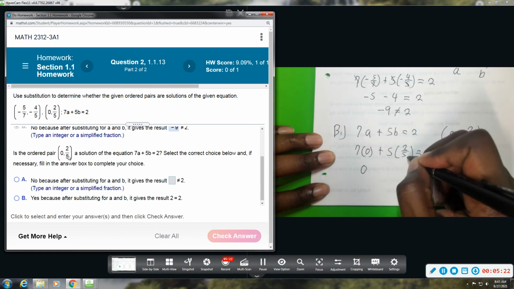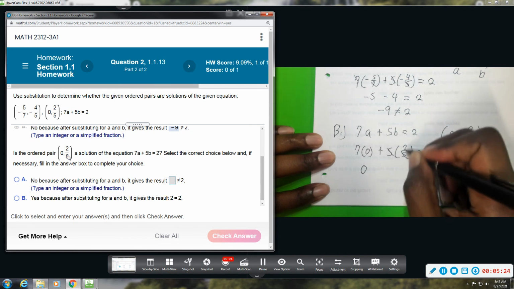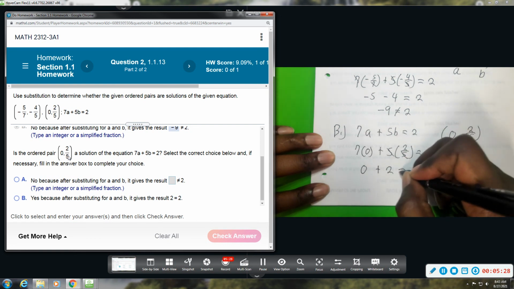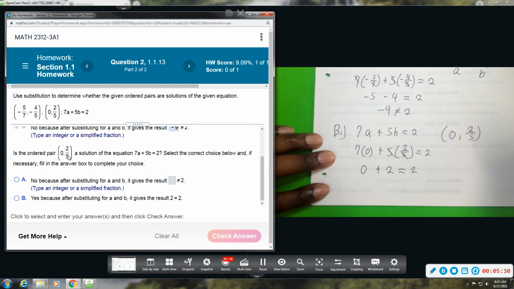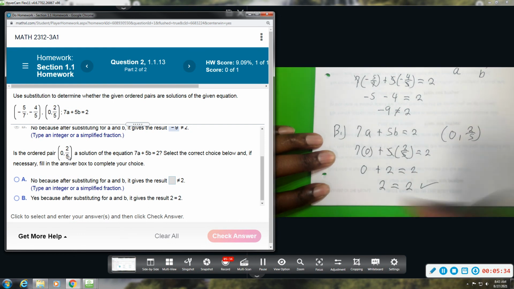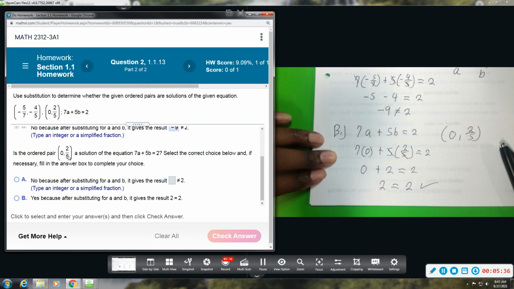Multiplying by 5, dividing by 5, they will cancel each other out, and you're left with the 2, so plus 2 equals 2. And then 0 plus 2 is 2, so we get 2 equals 2. And this time, both the left and the right side are equal, so this checks out. So yes.